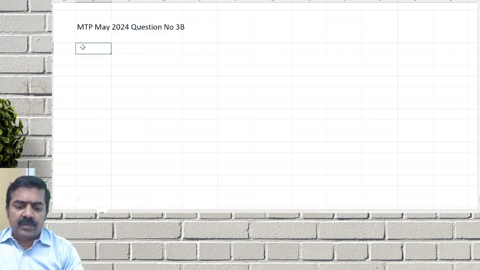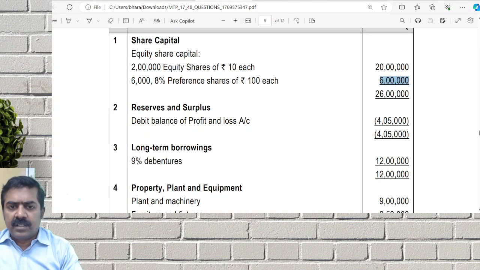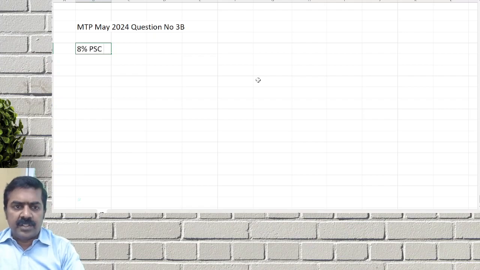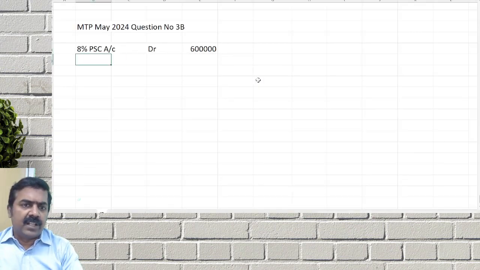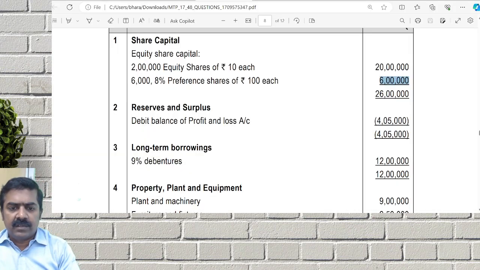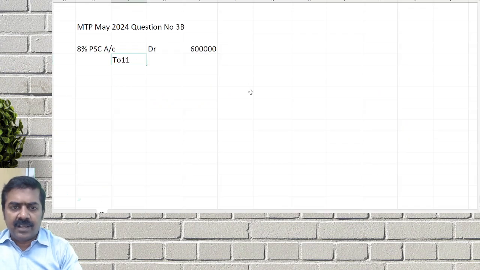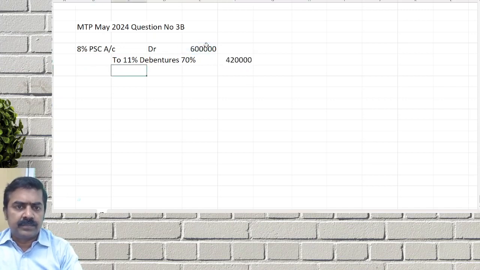Okay. What is the first entry you will pass? 8% preference share capital account debited. What is the old value? 6 lakhs. What are we exchanging for that? 11% debentures, at 70% of the value, because 30% they forgo. To capital reduction.